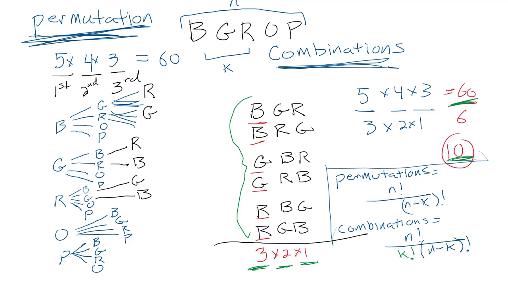Now let's take a look at another combinations question. We're going to use the same 5 letters, B, G, R, O, P, but now they're going to stand for colors: blue, green, red, orange, purple. Suppose these are the colors of 5 jackets. And suppose we are asked to select groups of 3 jackets. Well, in this case, we don't care about the order in which the colors appear. For our purposes, B, G, R is exactly the same thing as all the other arrangements.